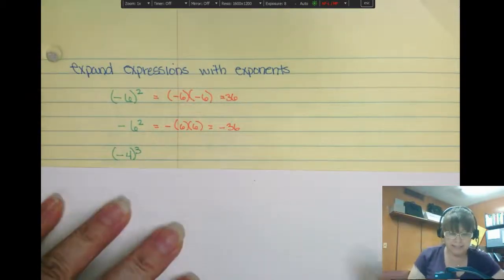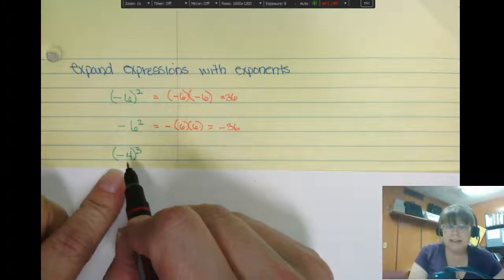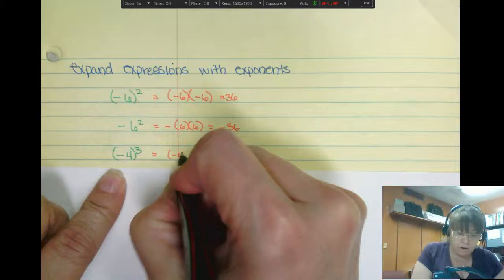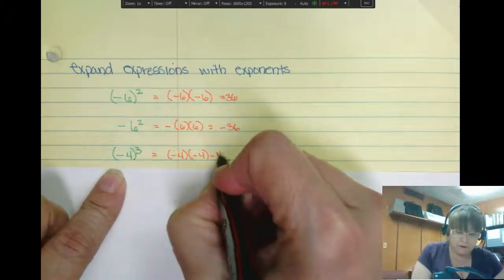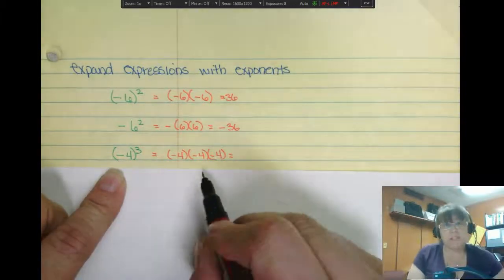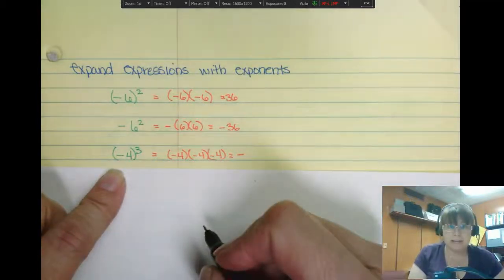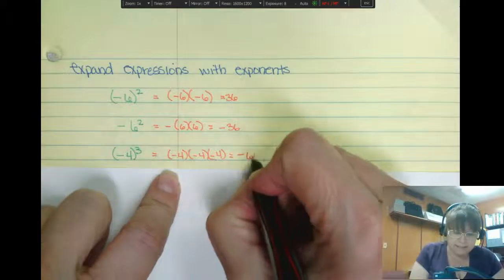Okay, let's look at this again. Negative 4 is in parentheses, negative 4 cubed. Negative 4 times negative 4 times negative 4. I have 3 negatives, which is an odd number of negatives, so my result, whatever it is going to be, is negative. 4 times 4 is 16, times 4 is 64.